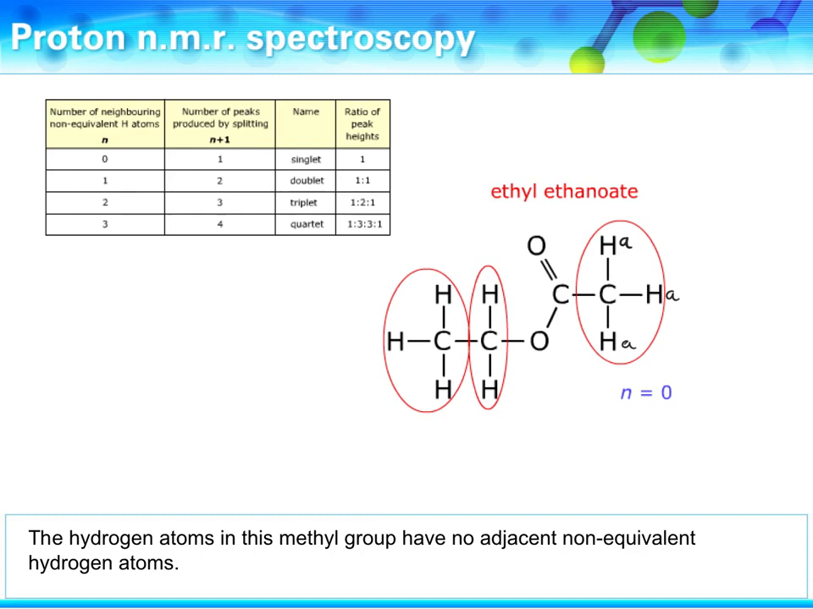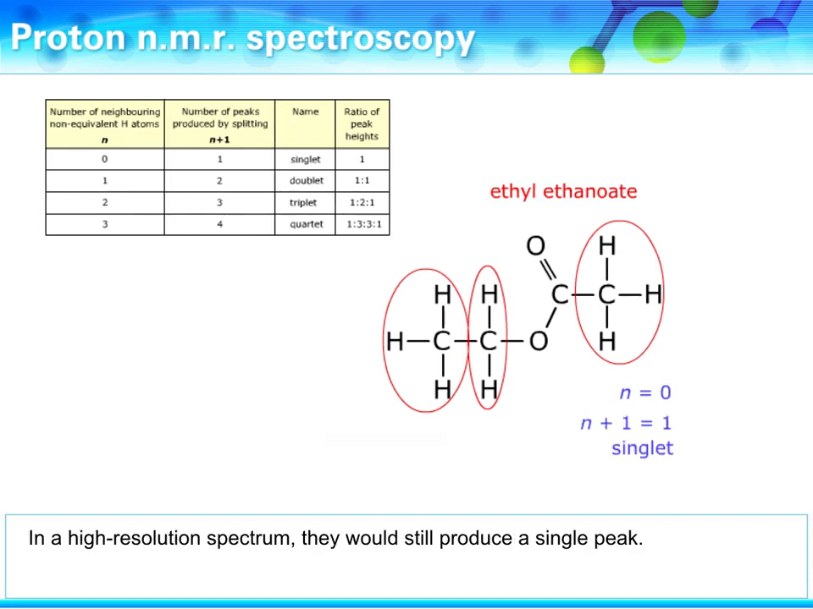Let's first of all look at these 3 protons in this methyl group. They have on the carbon next to them no adjacent non-equivalent hydrogen atoms, and therefore their peak would not split because they have no nearest neighbours. The signal that these protons would produce would be a singlet.